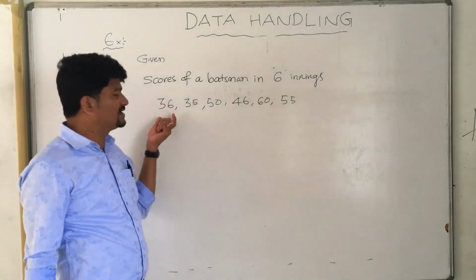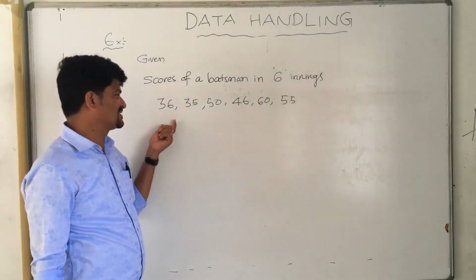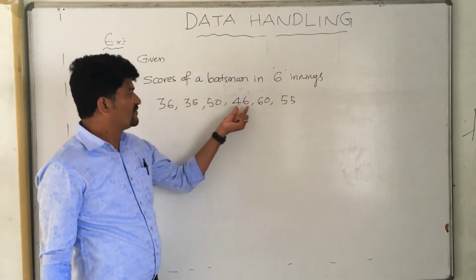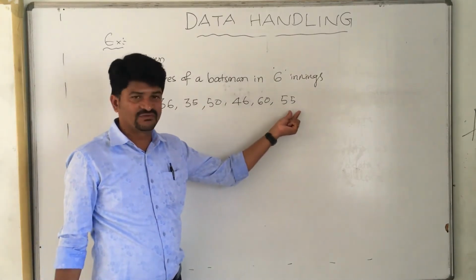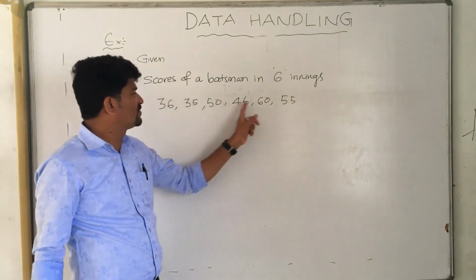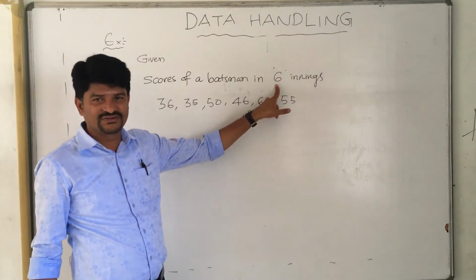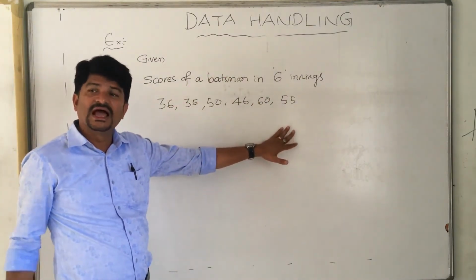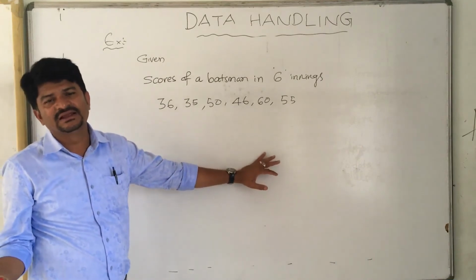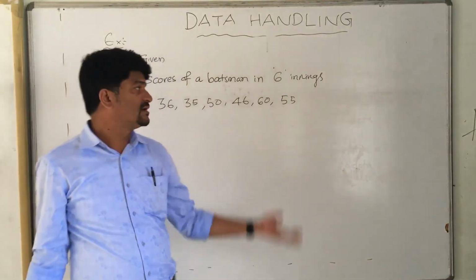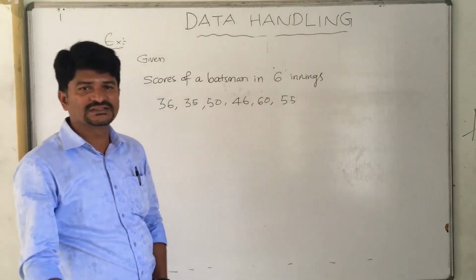How many runs did he make in the first innings? 36 runs. Second innings 35. Third innings 50, 46, 60, 55. How many innings did he play? 1, 2, 3, 4, 5, 6. Already in the question itself it is given as 6 innings. But also by the data you can know that. As many values as are given in the data, that indicates the number of innings.